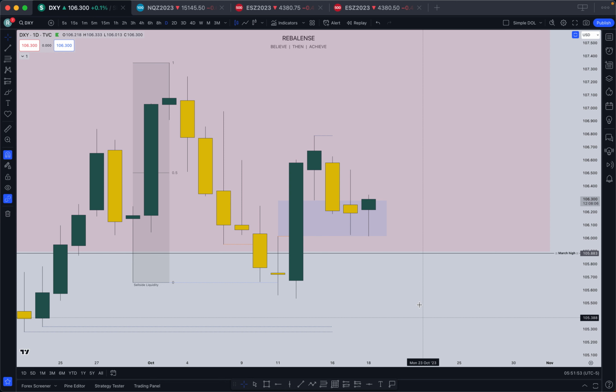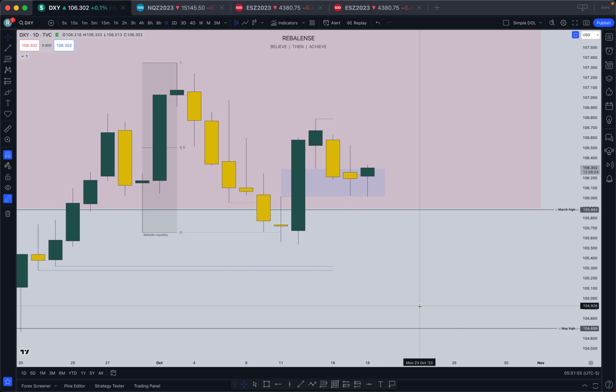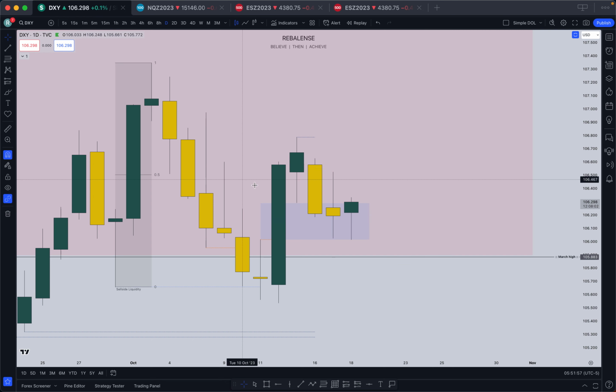So if you recall from the last couple of videos, more specifically the last one, I mentioned this imbalance here on the daily chart for the dollar, that it could offer some support for a run to the high from last week, which is up here. So drag this across. That is still the weekly draw on liquidity for me.